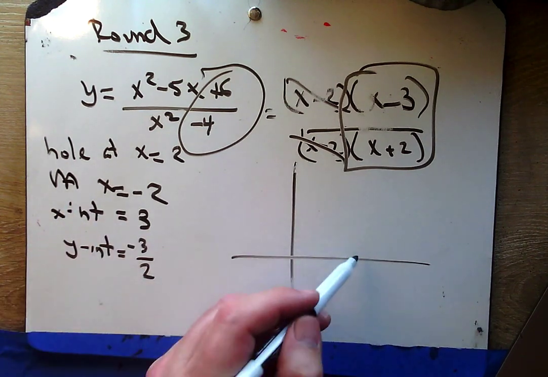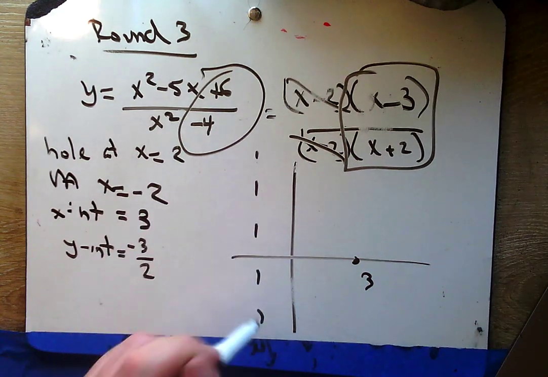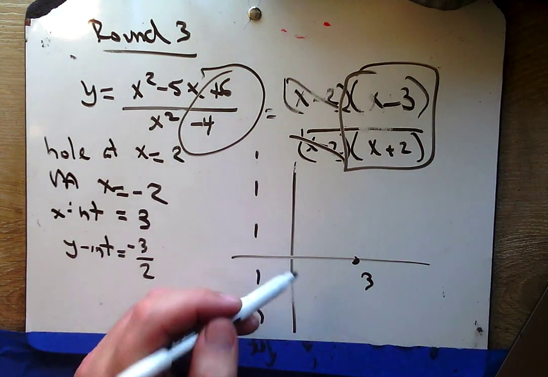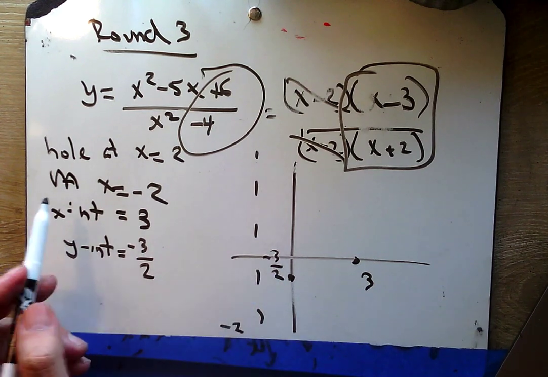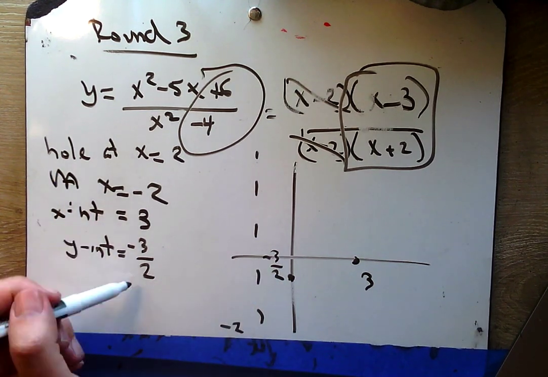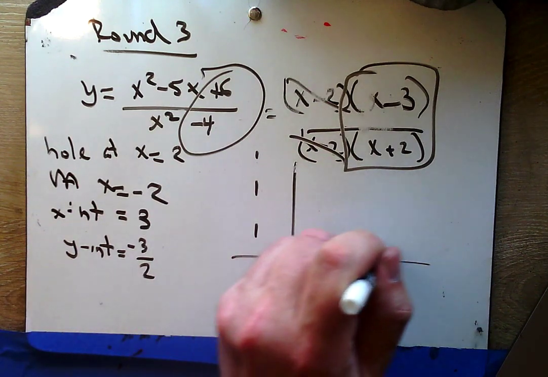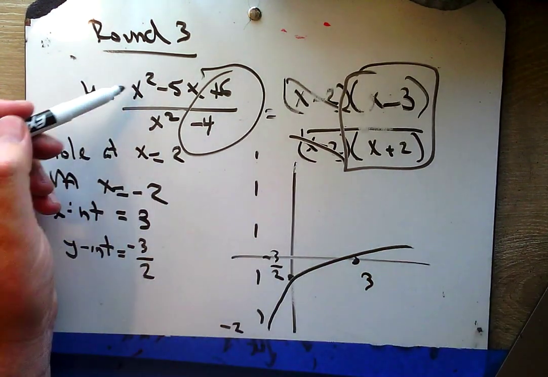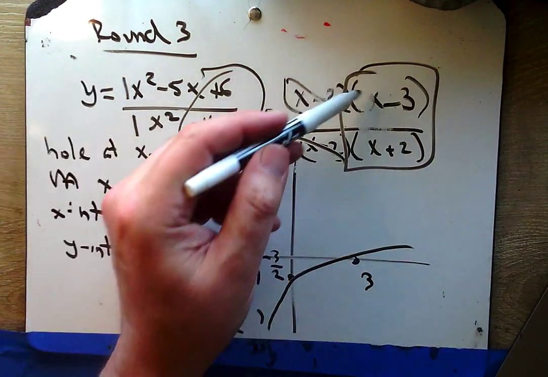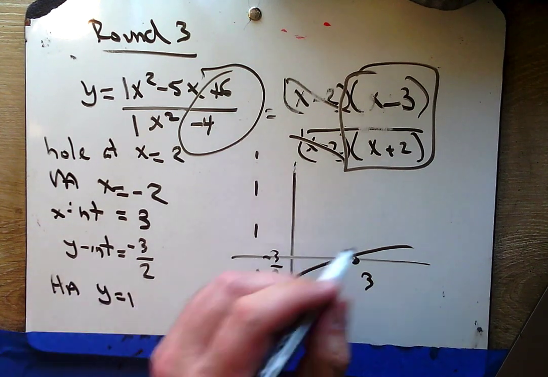So let's graph what we've got. We've got an x-intercept at 3. We have a vertical asymptote over here at negative 2. We have a y-intercept here at negative 3/2. And, yeah, I got everything. So I think I've got something like this. No, not quite. Look at the degrees. They're both the same. So my horizontal asymptote is y equals 1.